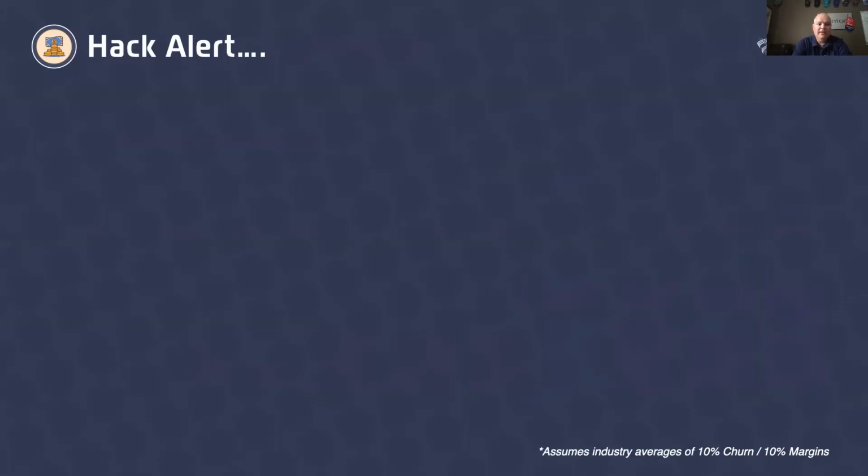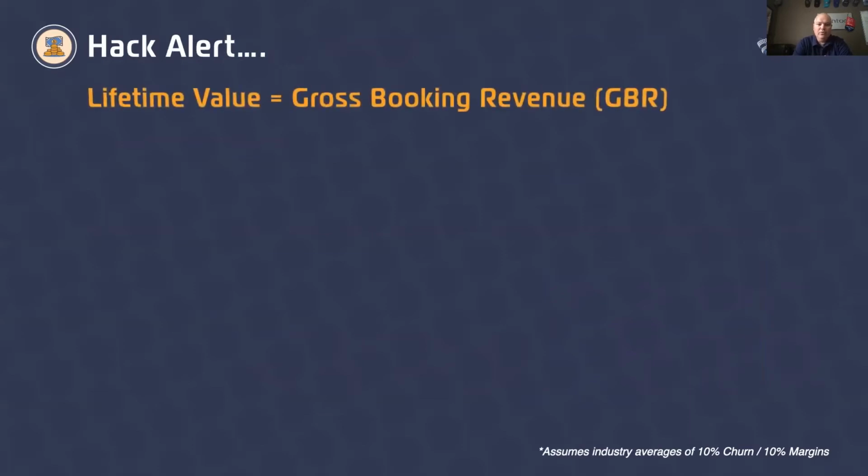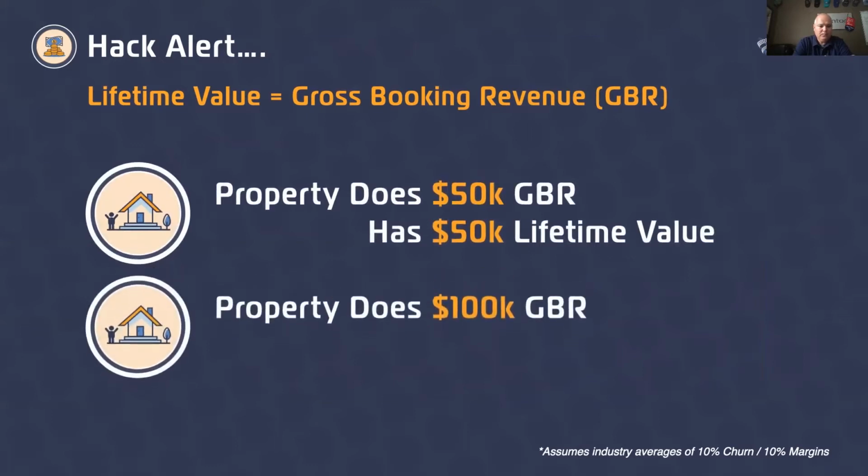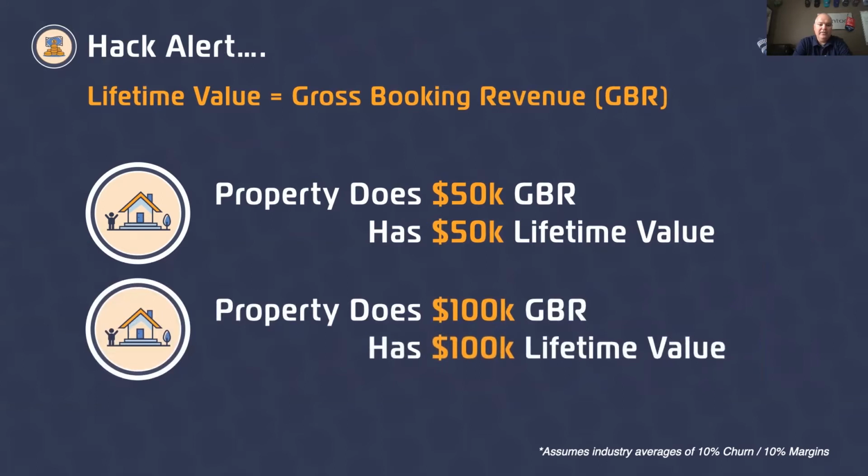All right, so here's a quick little hack. Assuming you are in line with industry averages, and you have 10% net margins and 10% churn, your gross booking revenue is equal to your lifetime value, right? So a $50,000 property is going to be worth $50,000 in lifetime value. A property doing $100,000 in gross booking revenue is going to net you $100,000 in lifetime value.